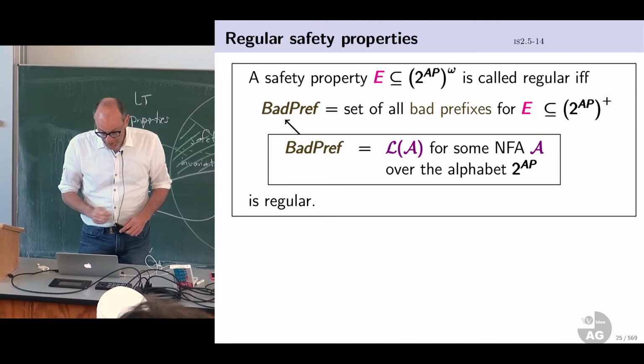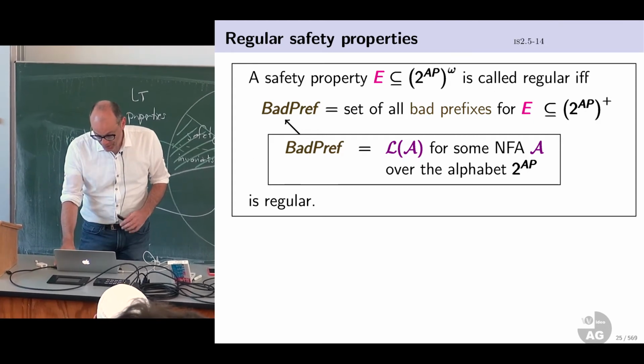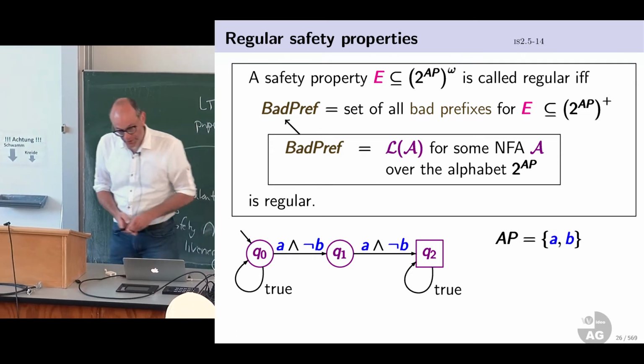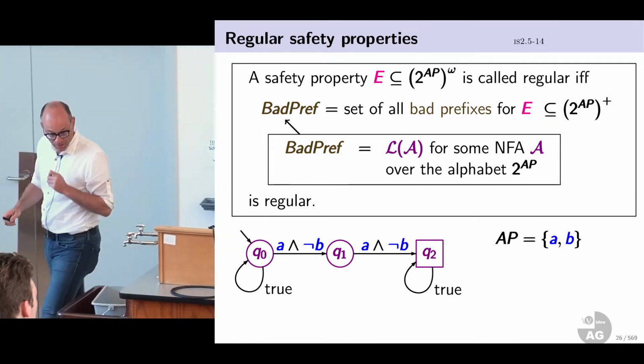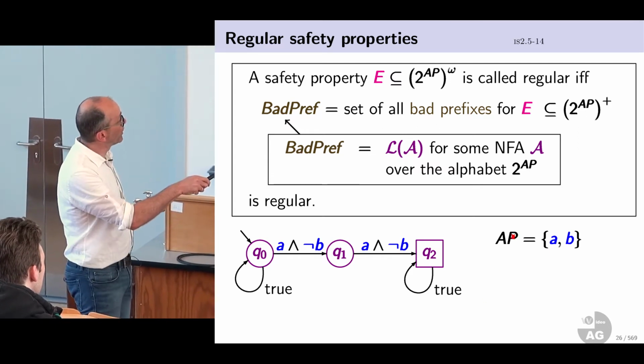So what we're interested in is bad prefixes. Remember, a safety property is regular if the set of bad prefixes is a regular language. So here is an example. This is a non-deterministic finite state machine over the alphabet 2^AP.